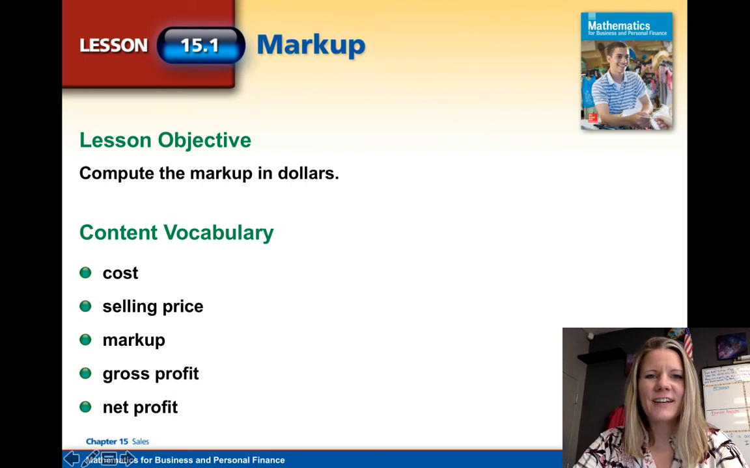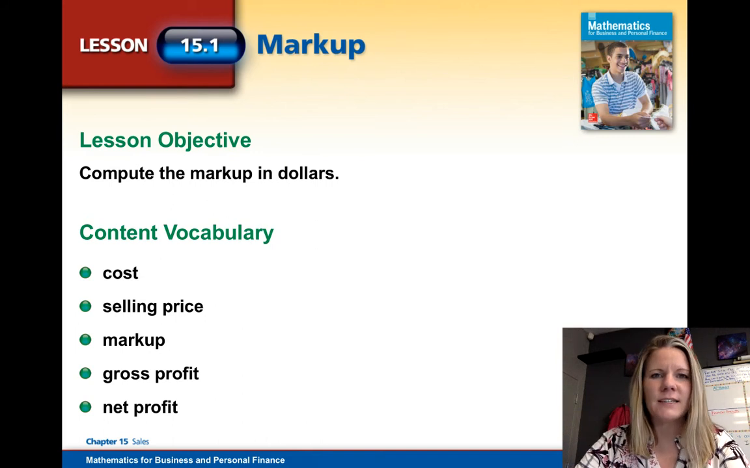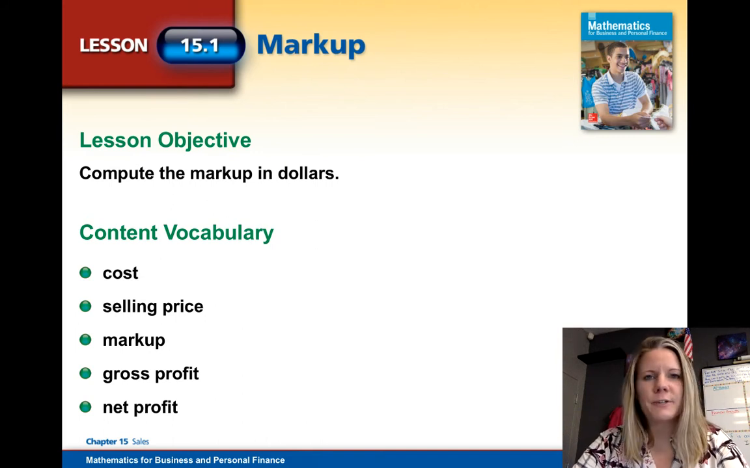Hey, financial analysis. We have a chapter 15 test due on Friday, so I'm going to walk you through some of the concepts again, and of course, reference your textbook for example problems. Lesson 15 we started with markup, and it was really important to know all these vocab terms.